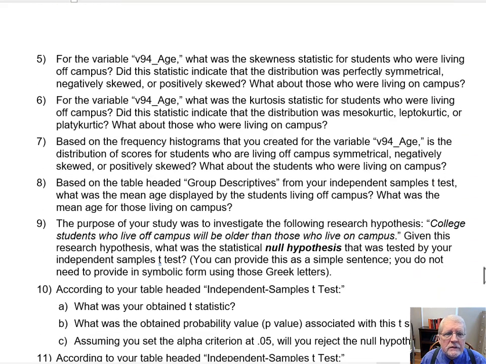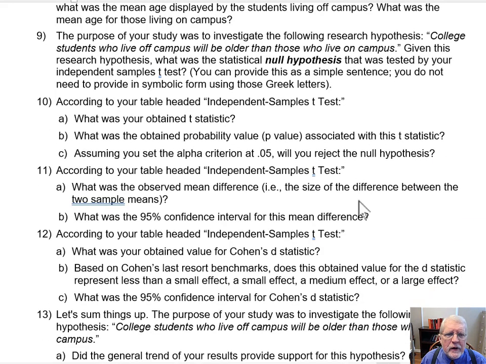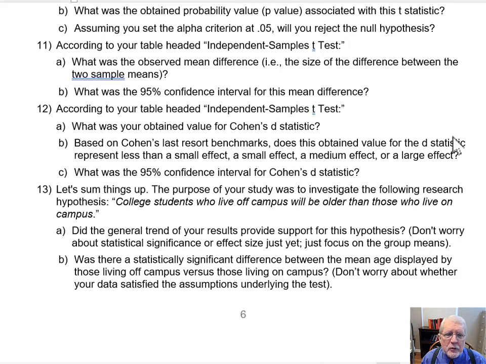For example, based on the frequency histograms that you created for V94 age, is the distribution of scores for the students that live off campus symmetrical, negatively skewed, or positively skewed? What about the students that are living on campus? You should be able to answer questions like, according to your table headed independent samples t-test, what is your obtained t-statistic? What's the obtained probability value, that is p-value, associated with the t-statistic? Assuming you set the alpha criterion of 0.05, will you reject the null hypothesis? These are the kinds of questions you should be able to answer before you open up that multiple choice quiz and take it.